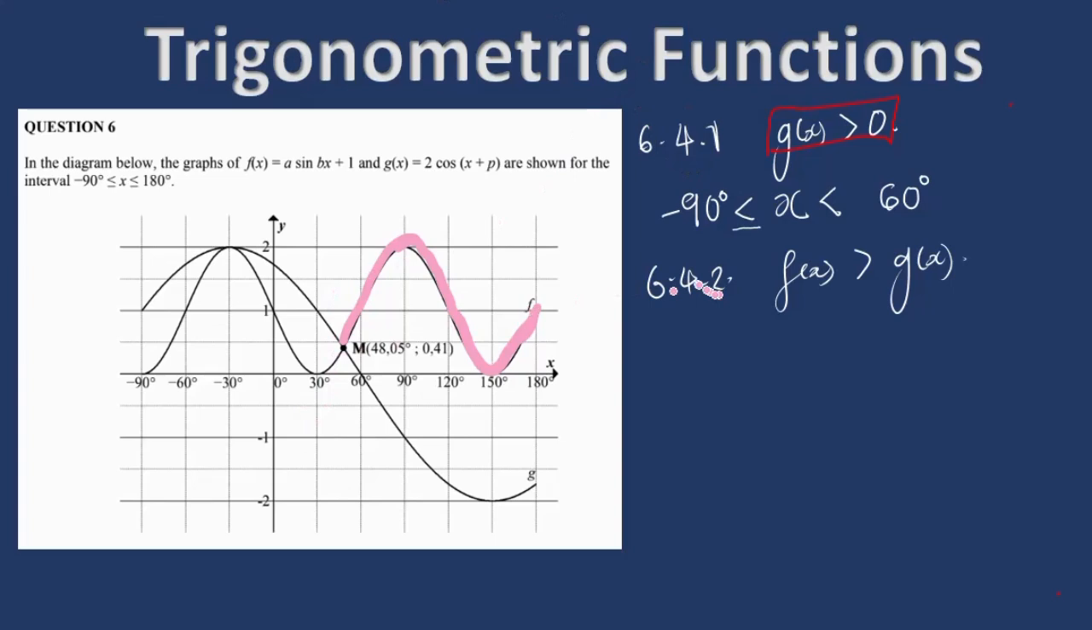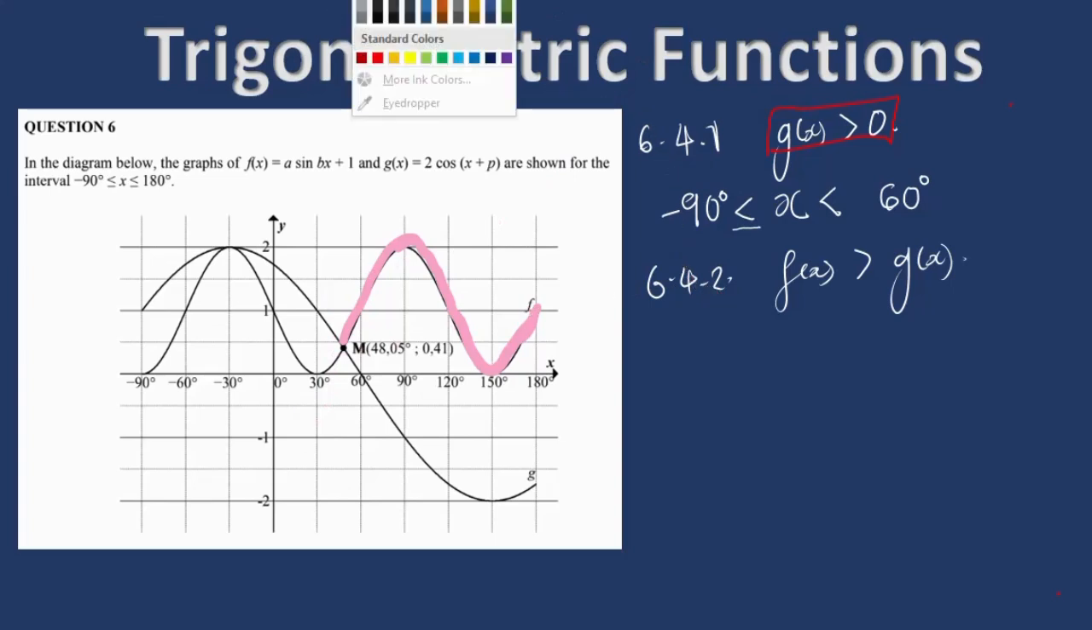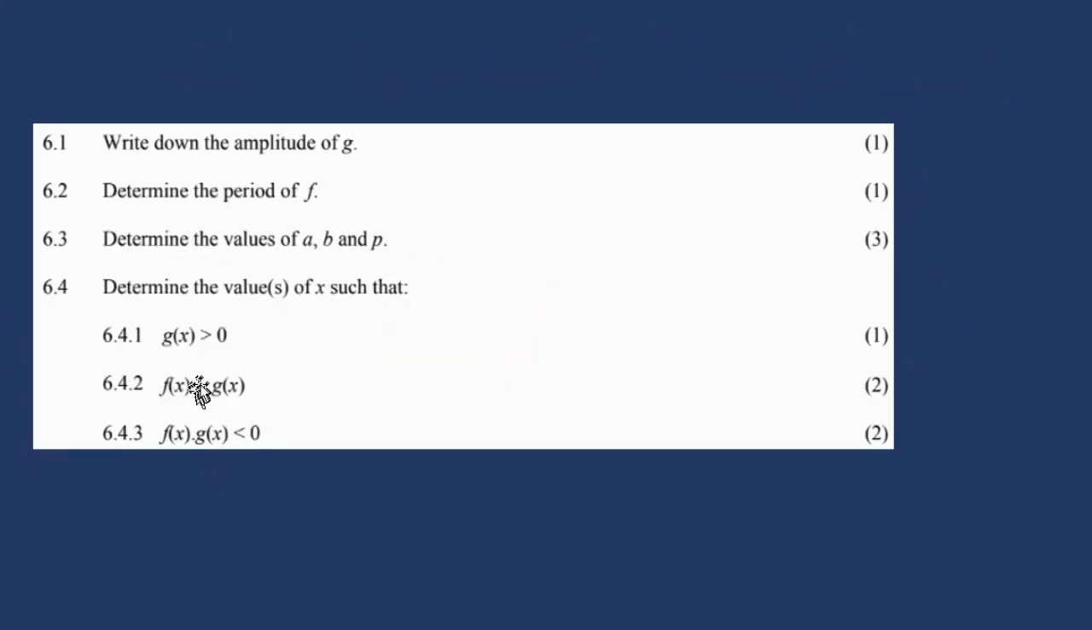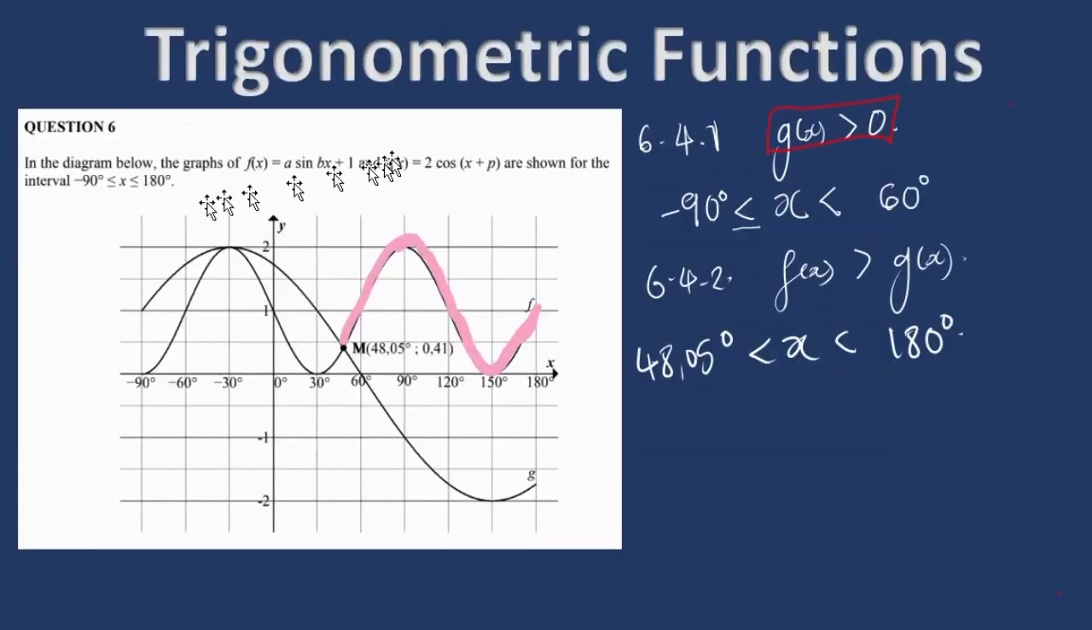The only points whereby that is true happen as follows. It happens when x is between this point here. This point is what? There's a value there. I'm not sure if you can see it. It is 48,05 degrees, up until 180 degrees. You see that? Now, the question here said greater than or equal to. So which means here, I need to put my equal sign here.